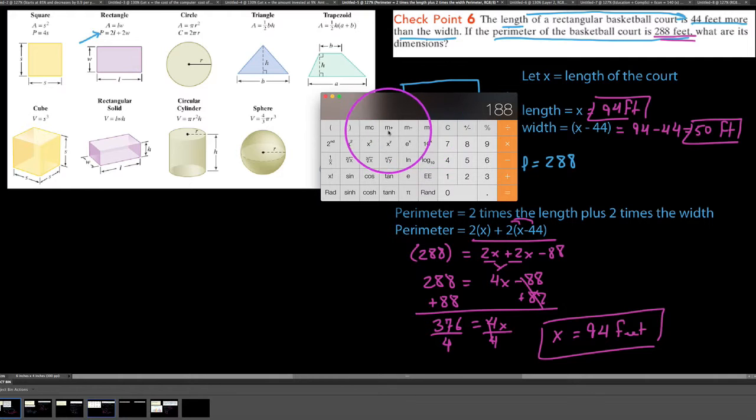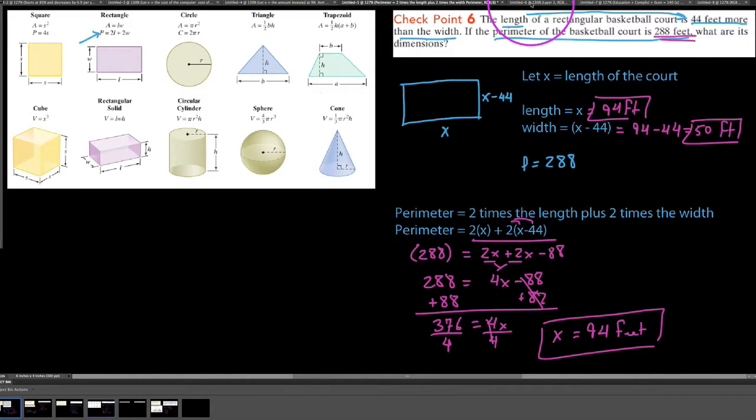I'll add this to our memory here. So we say memory clear, memory plus. Put that in the memory of the calculator. And then 2 times 50, I guess I don't even need to do that. If I add 2 times 50, I'm really adding 100. And so we have 94 times 2 plus 50 times 2, which is 100. We get our 288, which was the perimeter of the court.